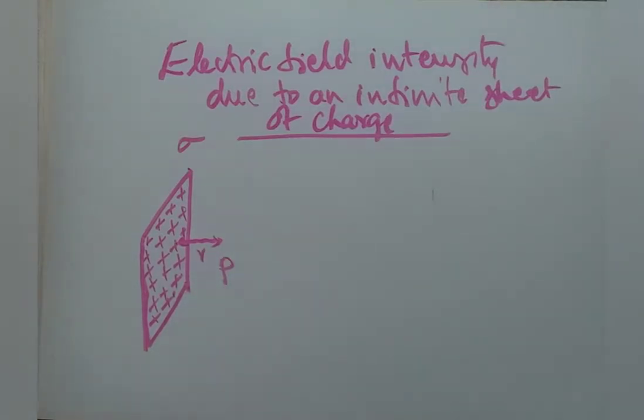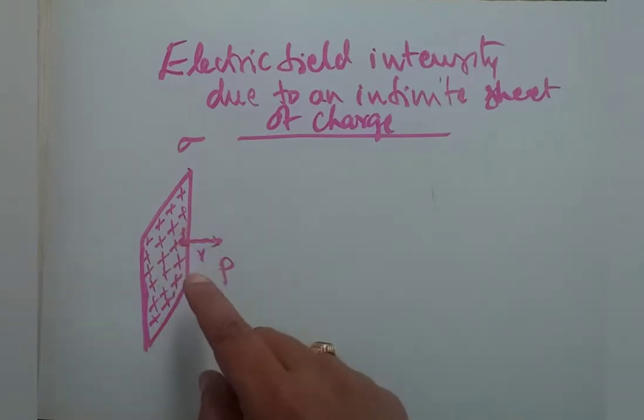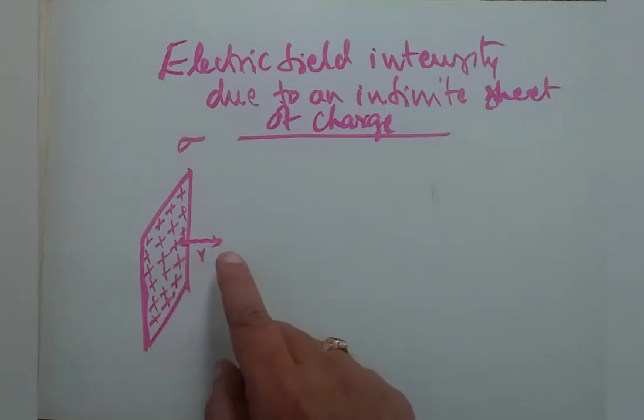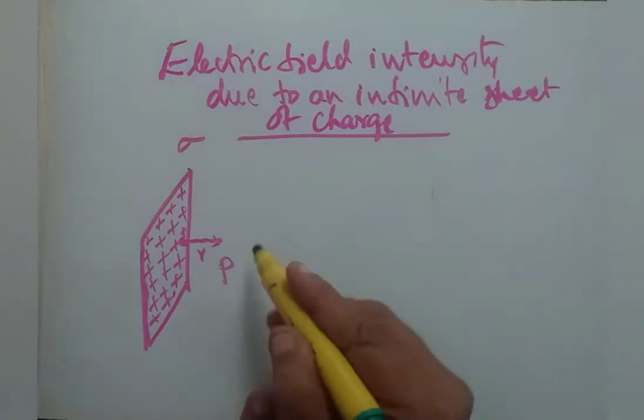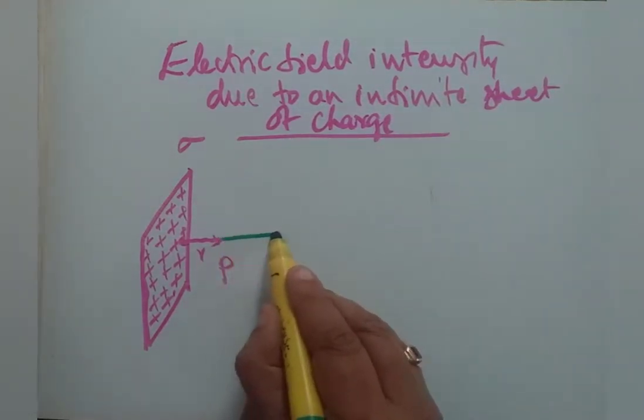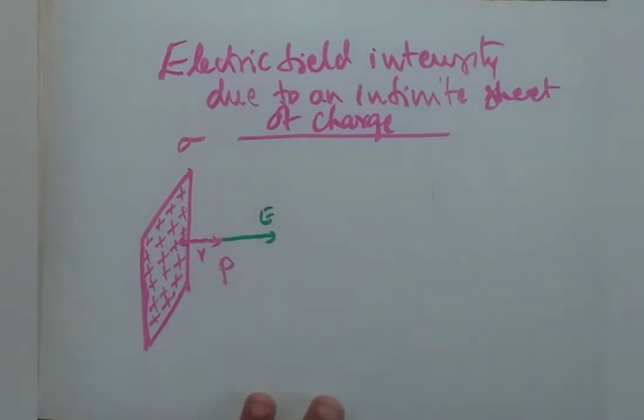For this we take the electric field intensity to be always normal to this sheet because it is an infinite sheet of charge. Only the contribution from the part of the sheet which is in a straight line with the point P is to be considered. Therefore we imagine the electric field intensity is normal here like this.